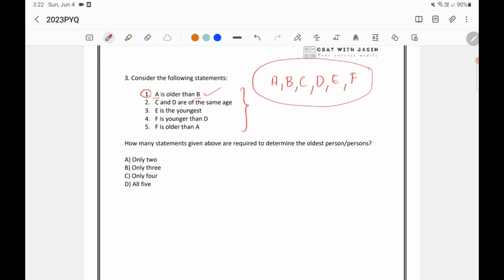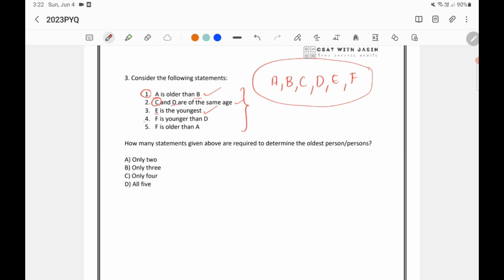Now similarly, statement 2 talks about C and D, and you can see C only here. In none of the other statements is C there. So we can say that this is also required. Now the third statement talks about E, and none of the other statements talks about E, right? So anyway, this will be required.